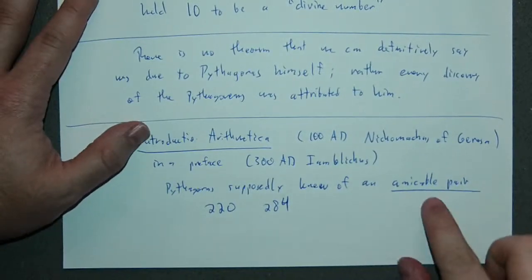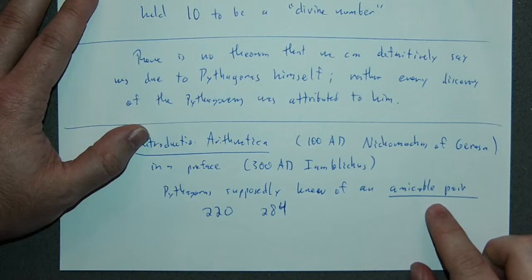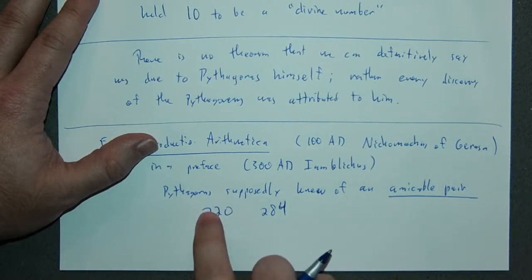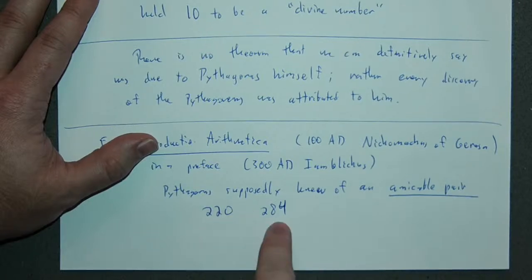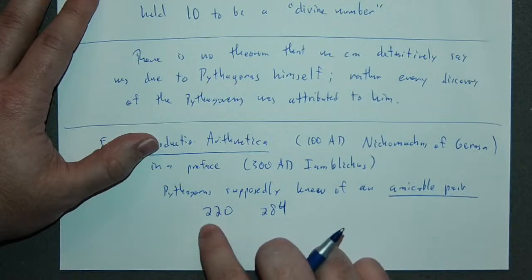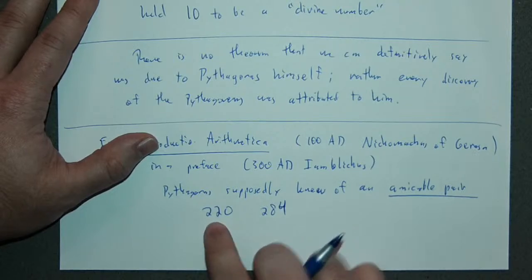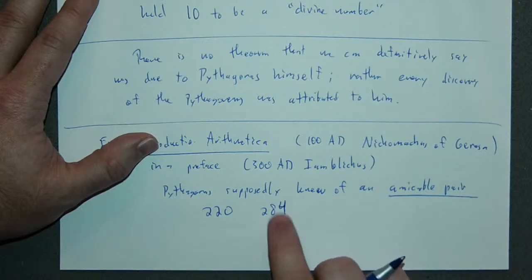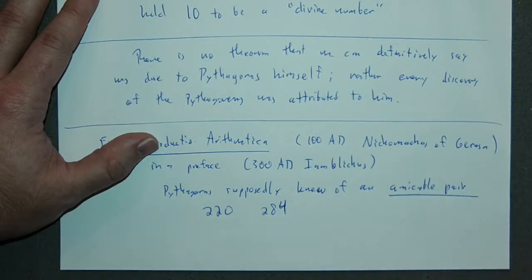So what is an amicable pair? An amicable pair is two natural numbers, two whole numbers, such that the sum of the proper divisors of each equals the other number. So if you took all the proper divisors of 220, so proper divisors means not 220 itself, and you added them all together, you get 284. If you took the proper divisors of 284 and added them all together, you get 220. That's what an amicable pair is.